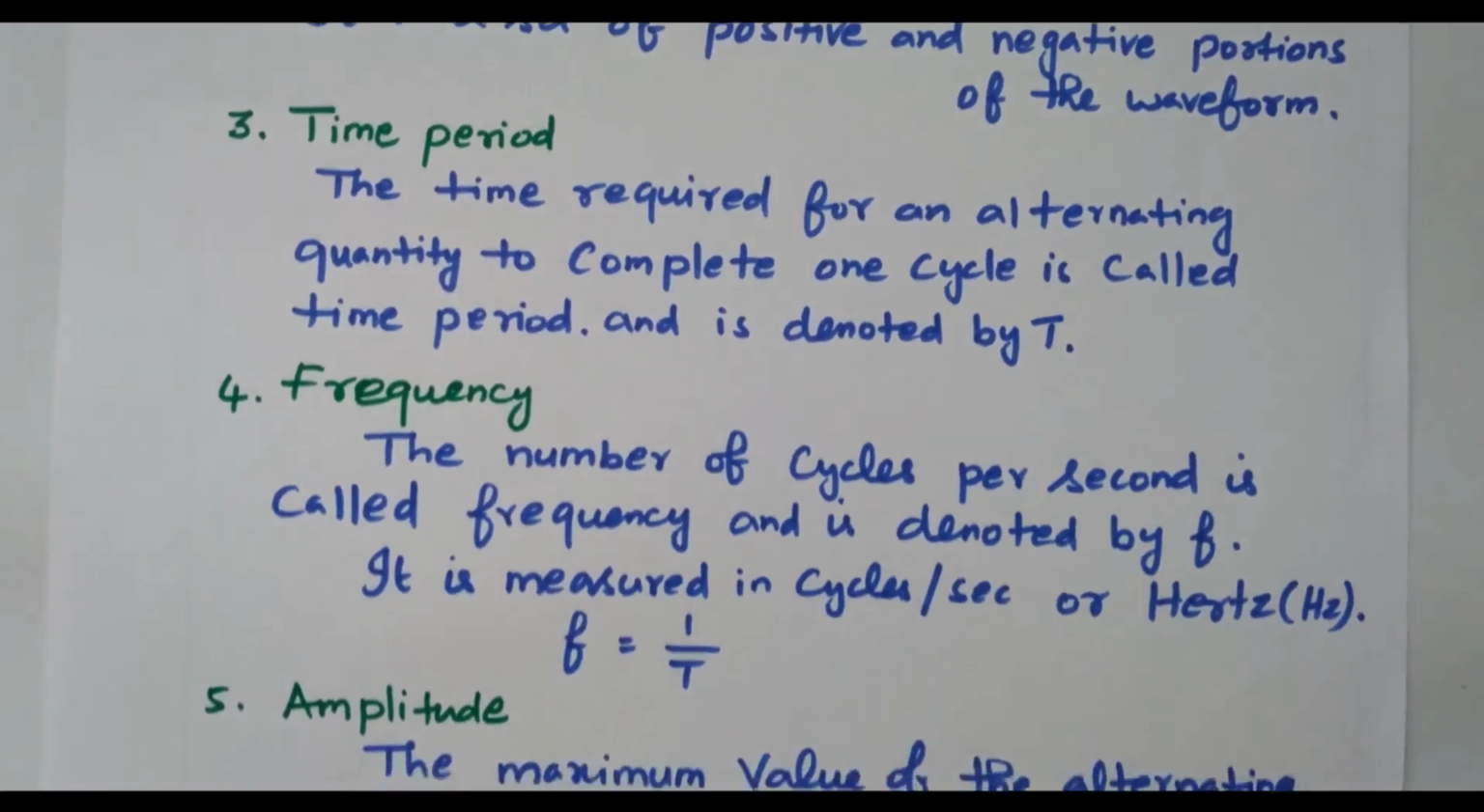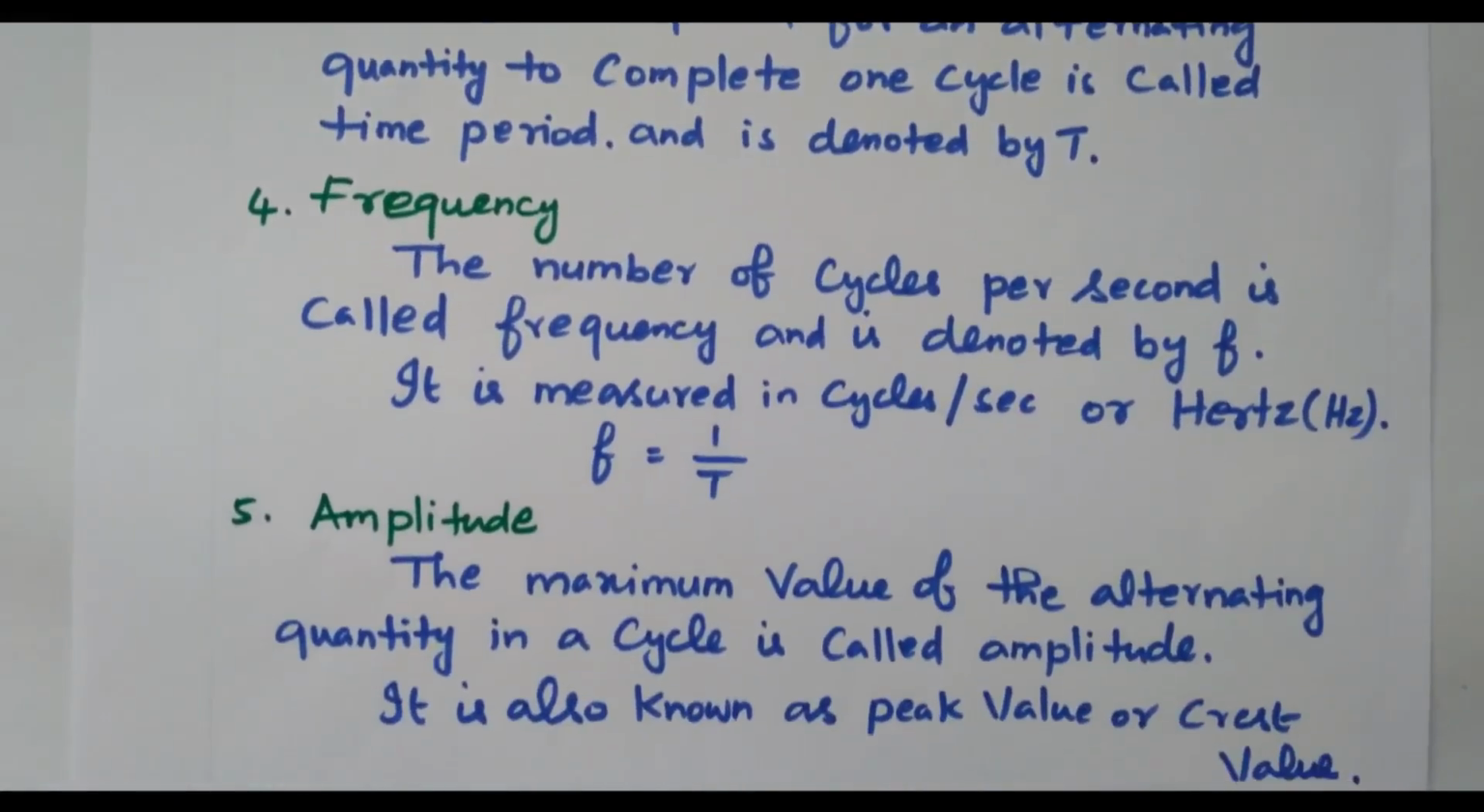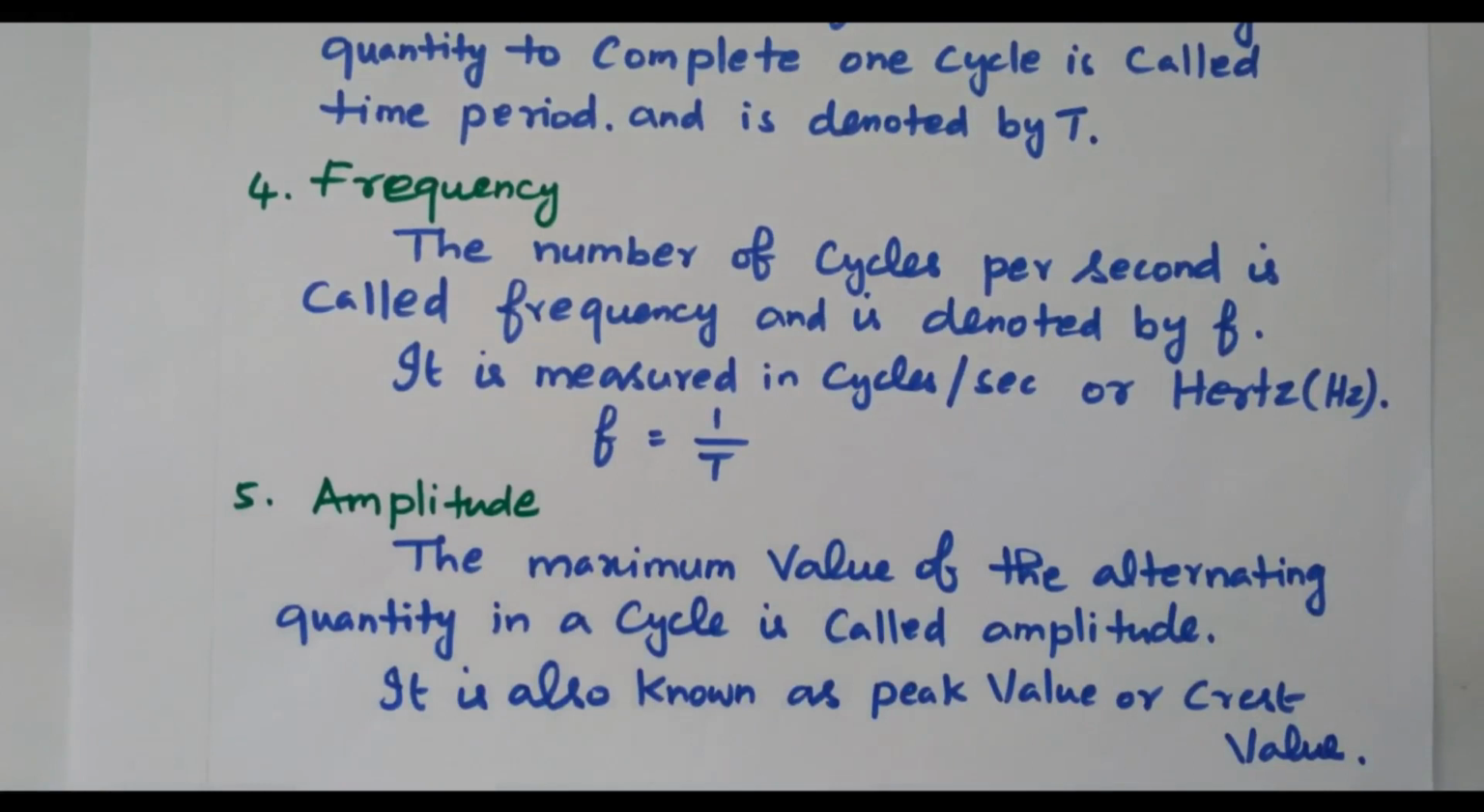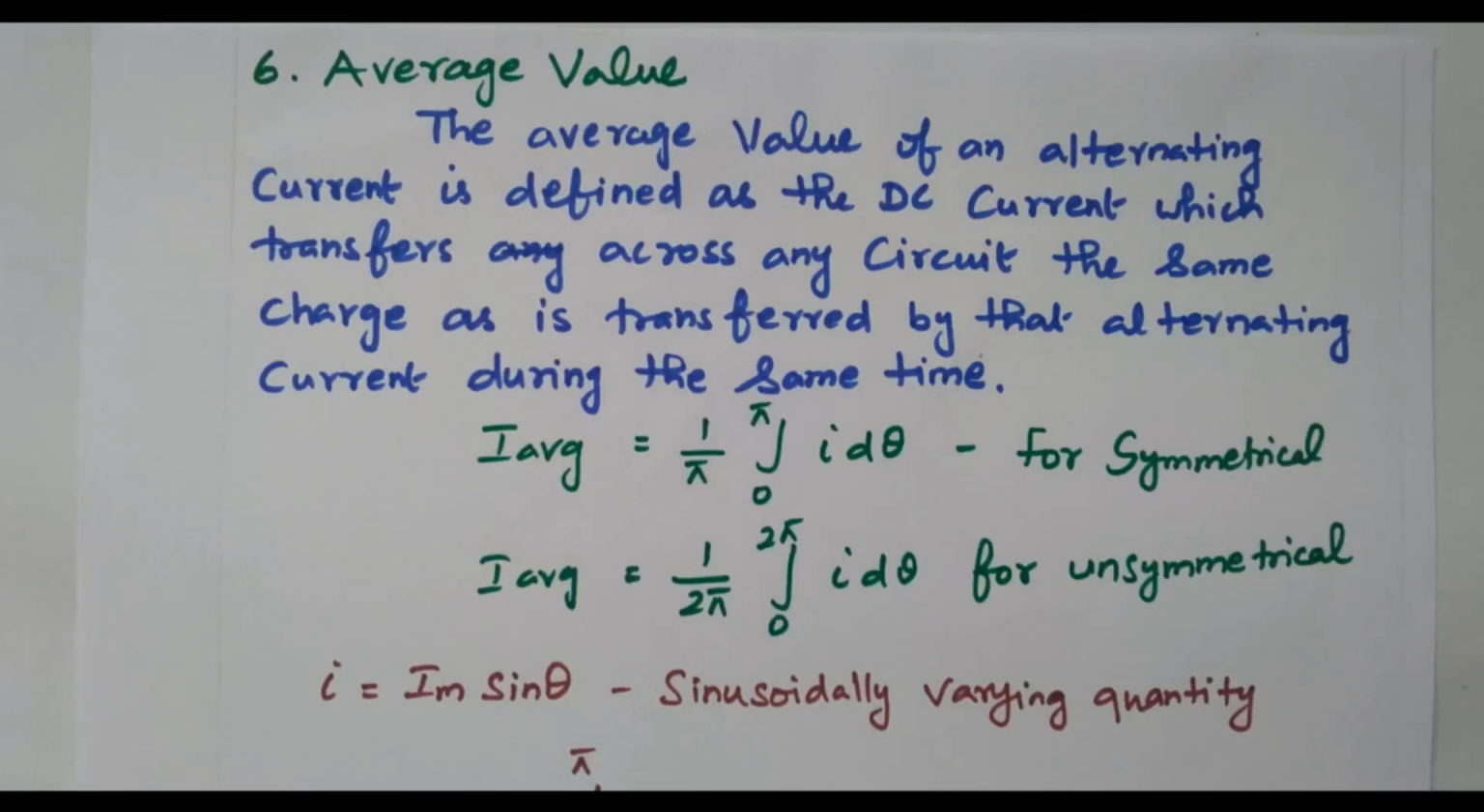Then amplitude. What is amplitude? It is the maximum value. We already referred to it in the diagram. Alternating means the positive and negative change, and the value keeps on increasing and decreasing. In that, the maximum value of the alternating quantity in a cycle is called the amplitude. The maximum value is called the amplitude. It is also called the peak value or crest value. Peak means maximum. Now we'll go to the remaining terminology.